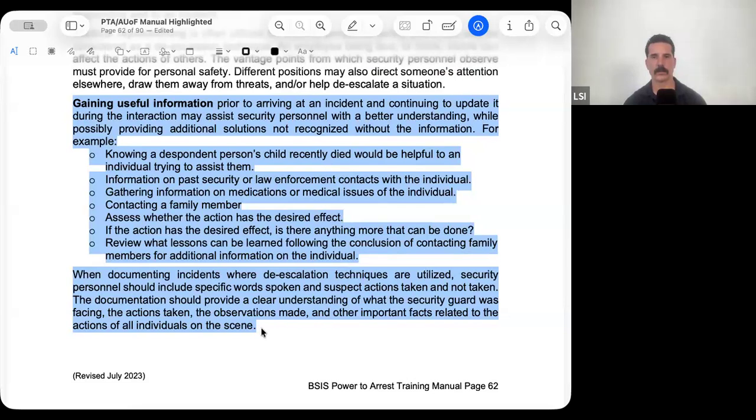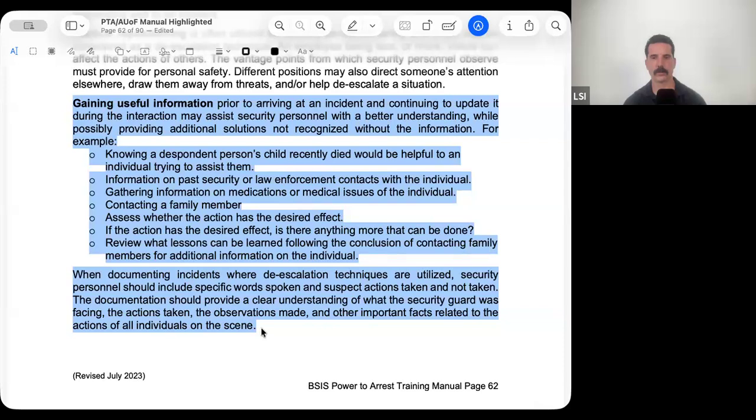Information on past security or law enforcement contacts with the individual. Gathering information on medications or medical issues of the individual. Contacting a family member. Assess whether the action has the desired effect. If the action has the desired effect, is there anything more that can be done? Review what lessons can be learned following the conclusion of contacting family members for additional information on the individual.